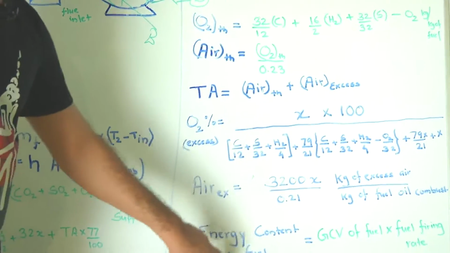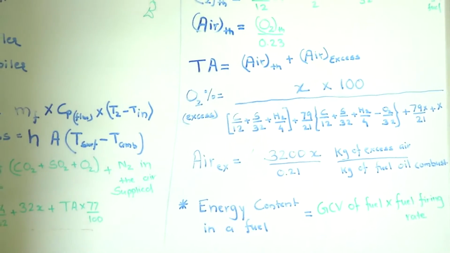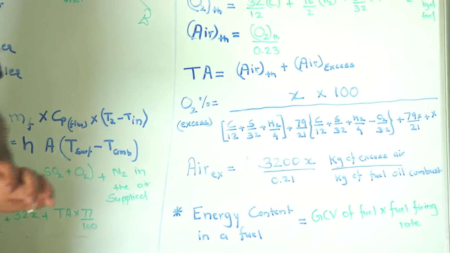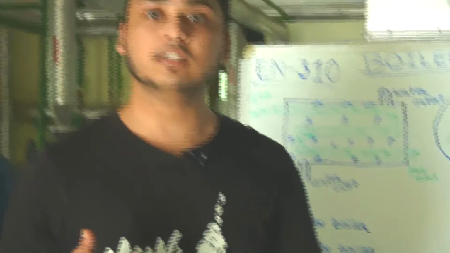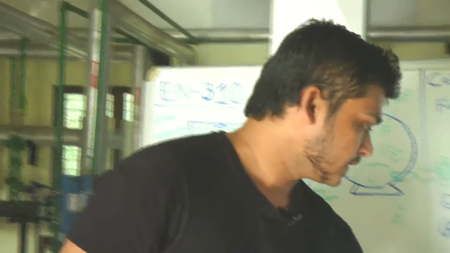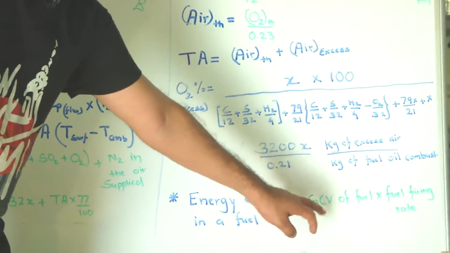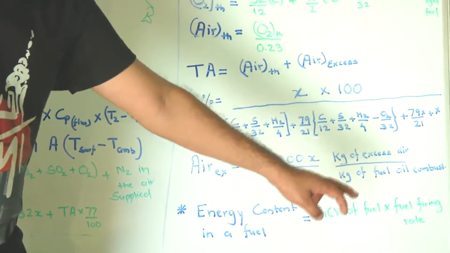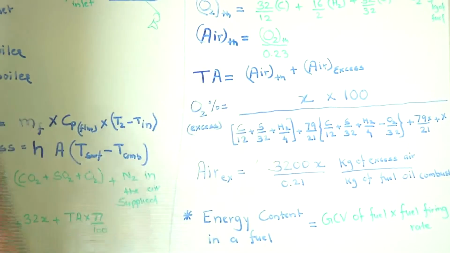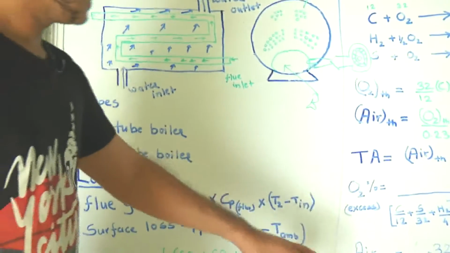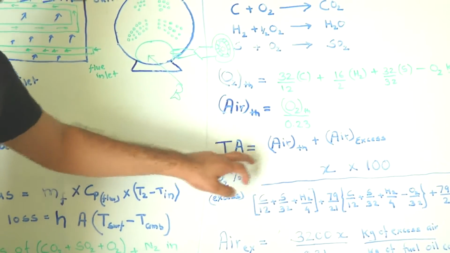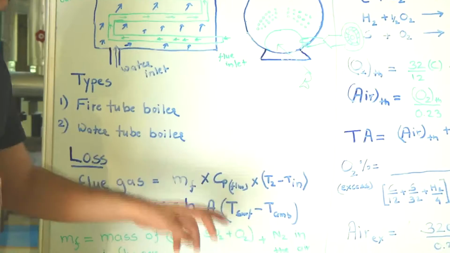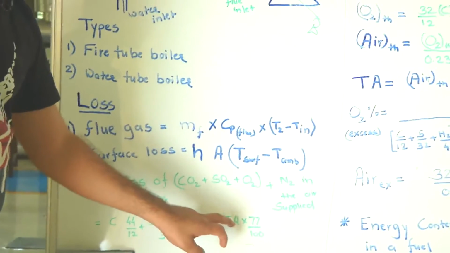And the energy contained in the fuel. This is like the input energy required. Whatever the fuel is, we are going to use that energy as an input. So whenever we calculate efficiency, we need an input energy, and that will be the GCV, gross calorific value of the fuel, into the fuel firing rate. Fuel firing rate is nothing but the oil flow rate. In this way, we can calculate the excess air, theoretical air, and the total air is nothing but theoretical air plus excess air.